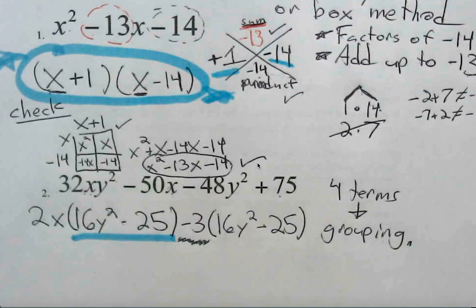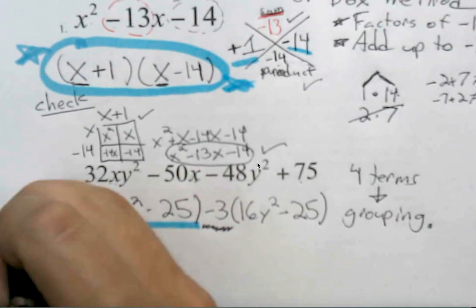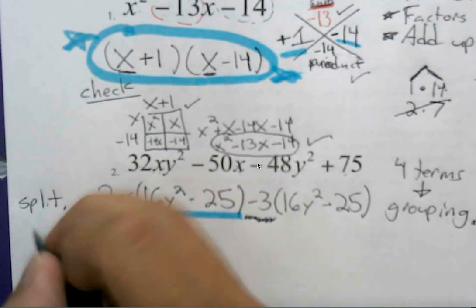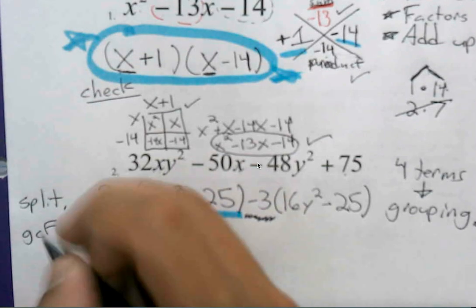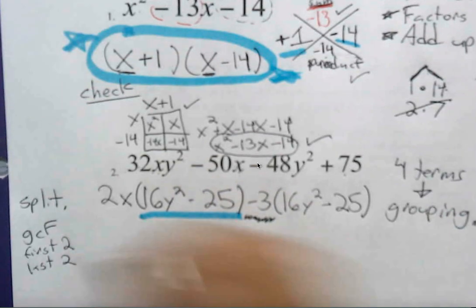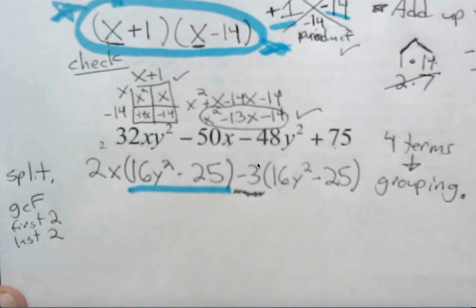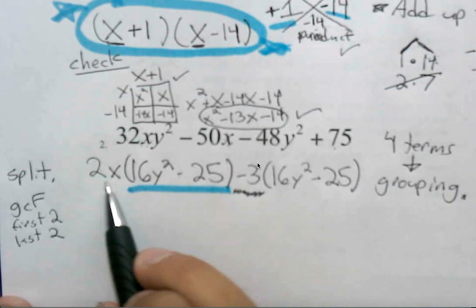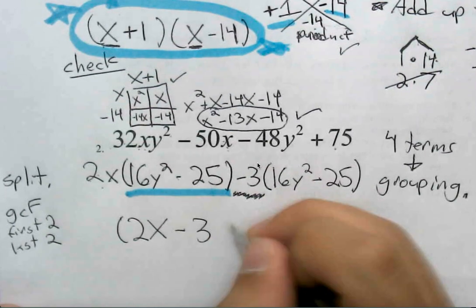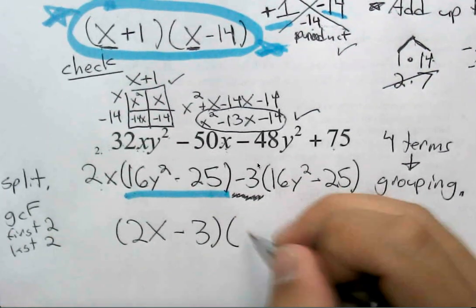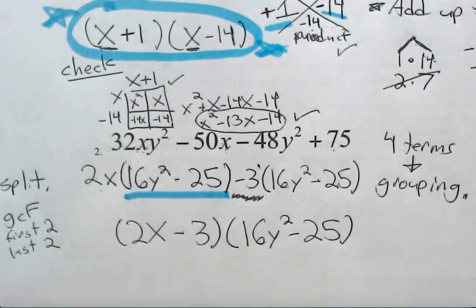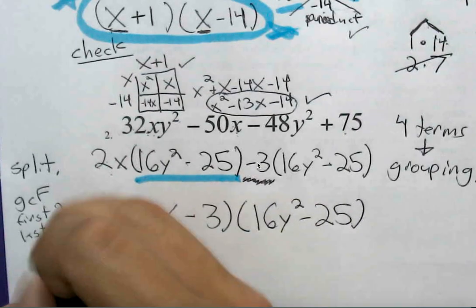So this is just one step. We split these 2. So this was the split. We then took greatest common factors for the first two terms, the last two terms, and now we're going to rewrite this. So we're taking the two greatest common factors, 2x and negative 3, writing that in one binomial, also continuing with 16y squared minus 25 in that second binomial. And we only write this once, so this is just rewriting.